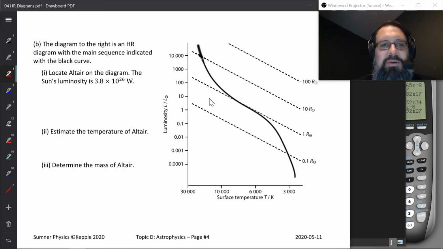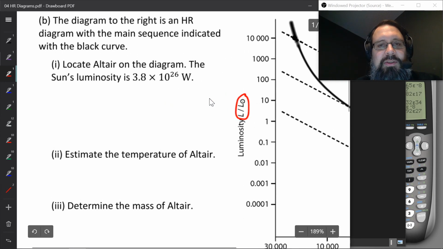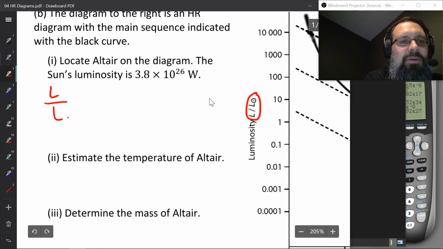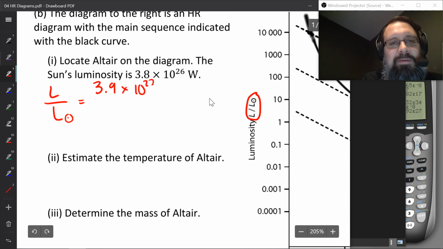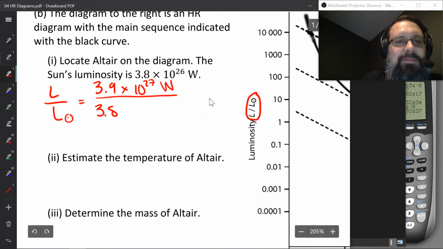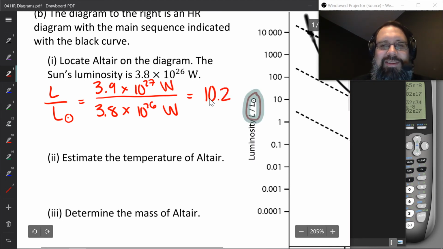Okay, so the first thing we need to do is figure out what the L over L solar is. That circle with the dot in it is the solar luminosity. So L over L solar for Altair. Well, we know what L of Altair is. We just calculated it. It was 3.9 times 10 to the 27 watts. And then we just want to divide by the luminosity of the sun, which is 3.8 times 10 to the 26 watts. And if we do that, we get, let's just call it, like 10.2. But let's just call it 10, close enough.